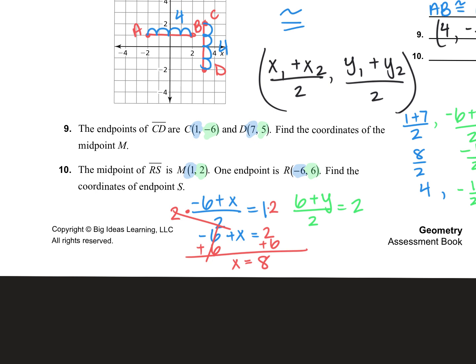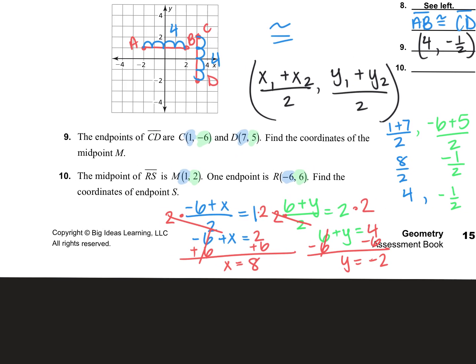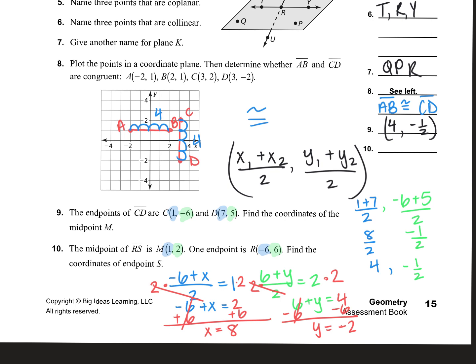Looking at the next one, what do I have to do first? Same thing, multiply both sides by 2. These are going to cancel out. 6 plus Y equals 4. Subtract 6 from both sides. Y is going to equal negative 2. So I have my coordinates. I'm going to write them in at number 10. (8, -2) are my coordinates for my endpoint.